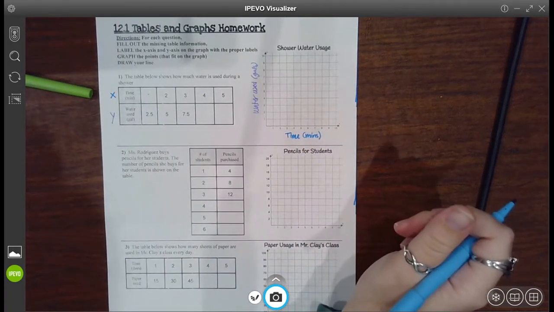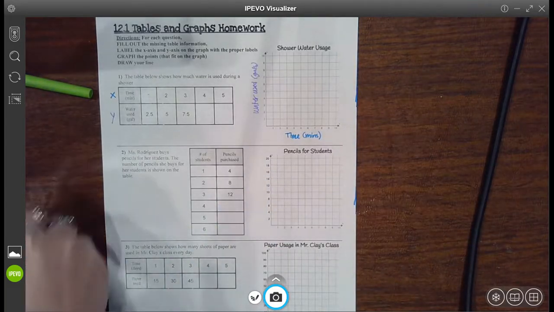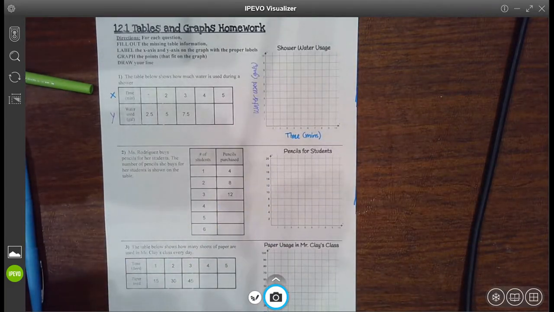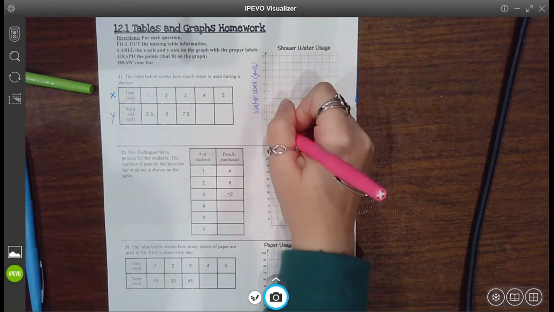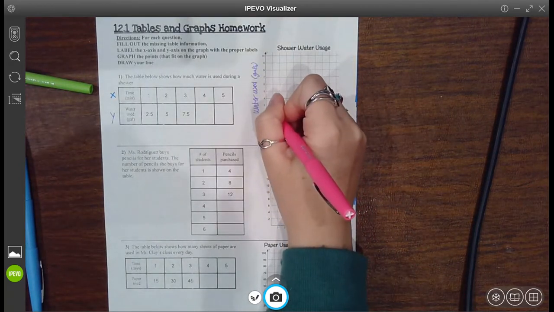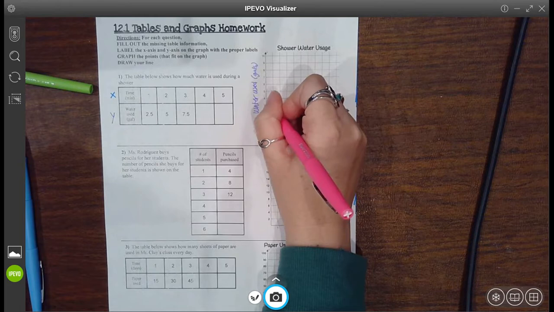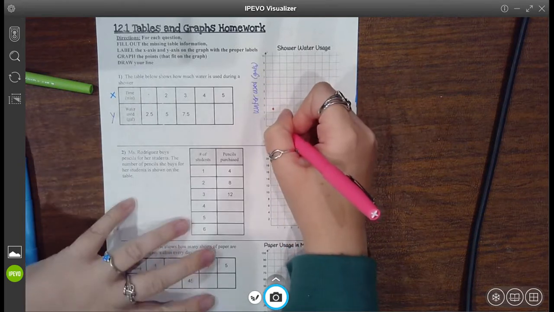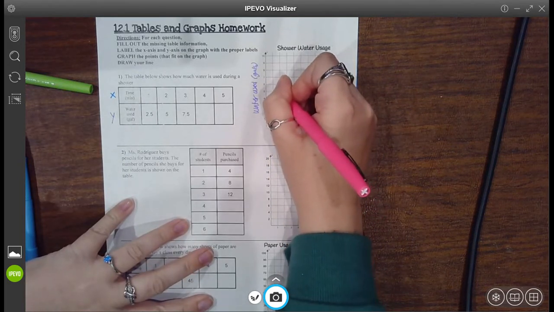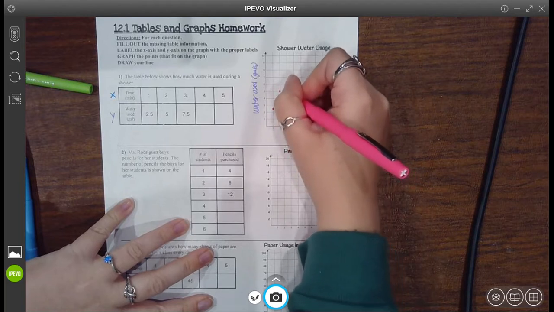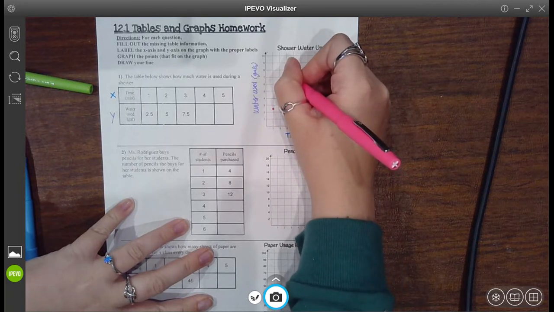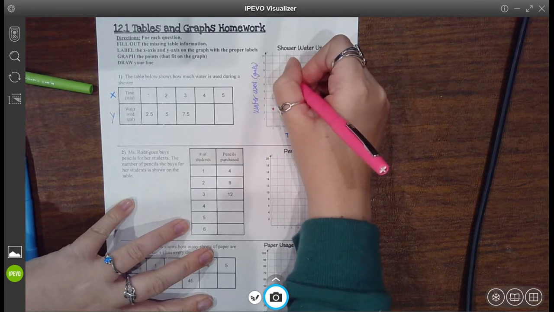Okay, if I were to go ahead and plot these points that are already provided, it goes on the x-axis over 1 up 2.5. So that's 2.5, which is halfway between the 2 and the 3. So over 1 up 2.5. And then over 2 up 5. Over 3 up 7.5, which is halfway between the 7 and the 8.